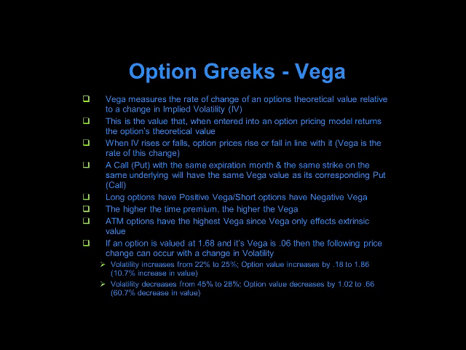So volatility in this case, the option decreased to $1.02 from $1.68. Or to 66 cents. That's a huge change. That option value decreased by 60.7% just in that vol change right there.